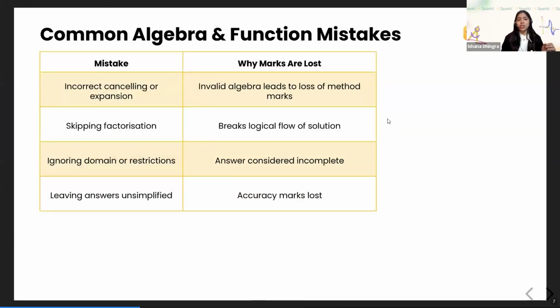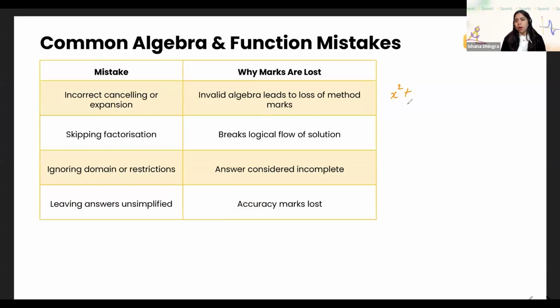Incorrect cancelling or expansion. By this I mean, some students do x square plus 3 upon x and they cancel x with this x. Is it fine? This is not correct, right?